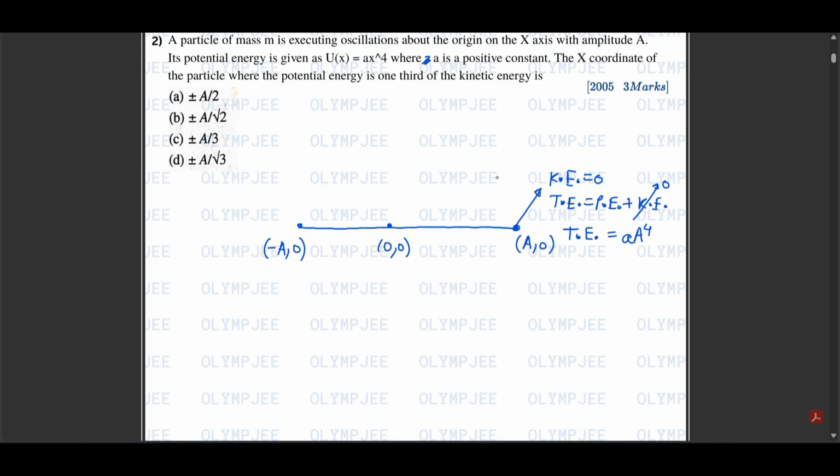Right. So now we know the total energy, and we need to find when the potential energy is equal to 1/3 of the kinetic energy, which basically implies that kinetic energy is 3 times the potential energy. So again, using the total energy formula, I'll put kinetic energy as 3 potential energy, so it will become 4 potential energy.